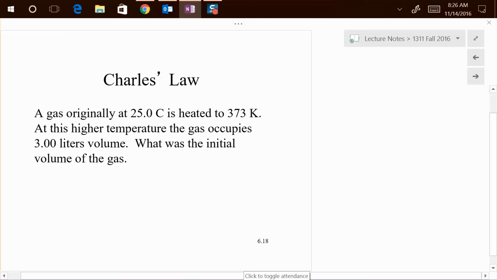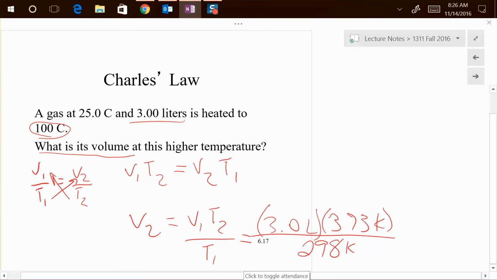A gas originally at 25 degrees Celsius is heated to 373 Kelvin. At this higher temperature, the gas occupies 3 liters of volume. What was the initial volume of the gas? I'm sorry? Oh, you calculated it? For the last one or for this one? For this one. Oh, for the last one. Okay, 3.75.